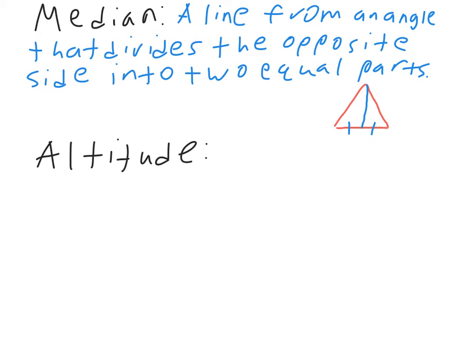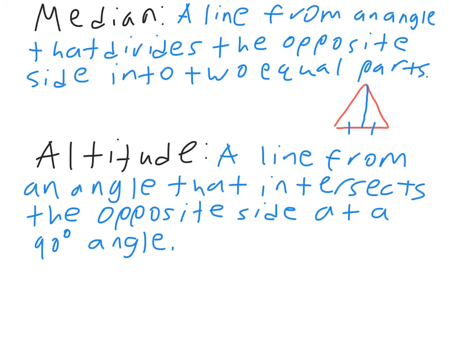And the last one we're going to talk about is altitude. So an altitude is a line from an angle that intersects the opposite side at a 90-degree angle. So if I have a triangle here and I drop an altitude, then that means that this altitude intersects the bottom side at a 90-degree angle, so it's a right angle.